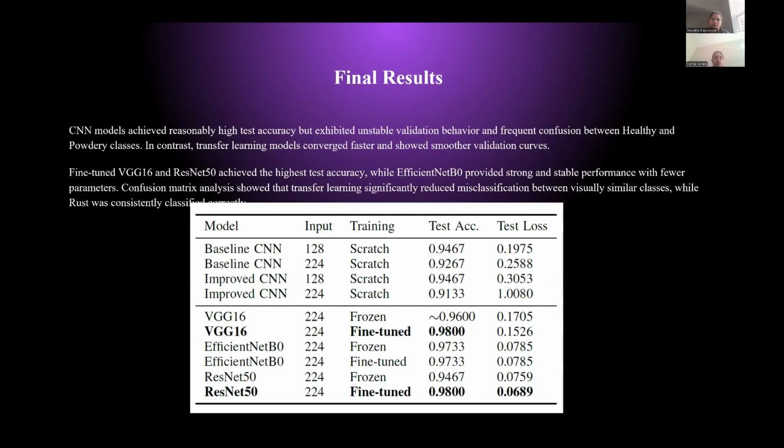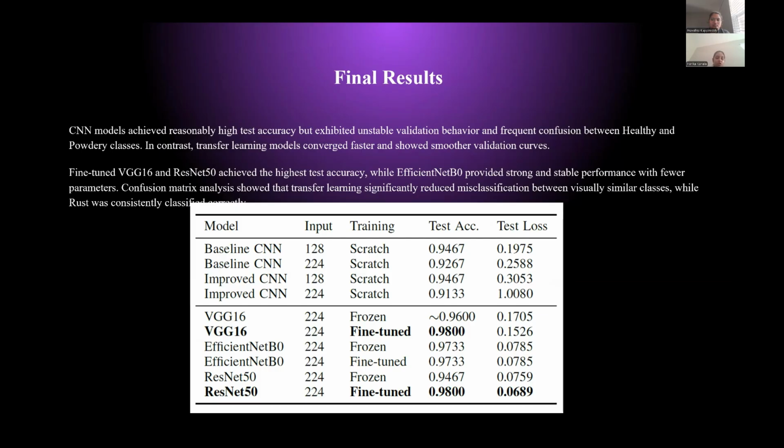Now, coming to the final results. Overall, we did observe a very clear pattern in the results. CNNs trained from scratch achieved decent test accuracy. Like we can see here, it's 94%, 92%, and we have again 94%, 91%.